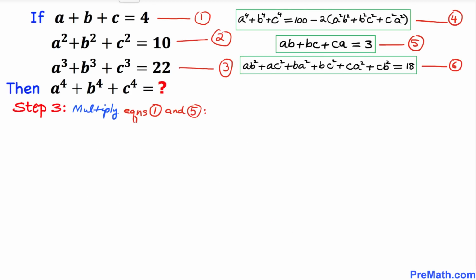And in this next step we are going to multiply equations 1 and 5. Here's equation number 1 and here is equation number 5. Let's go ahead and multiply them out. And here I have already copied down the left hand sides of equations 1 and 5. Let's go ahead and multiply them out.